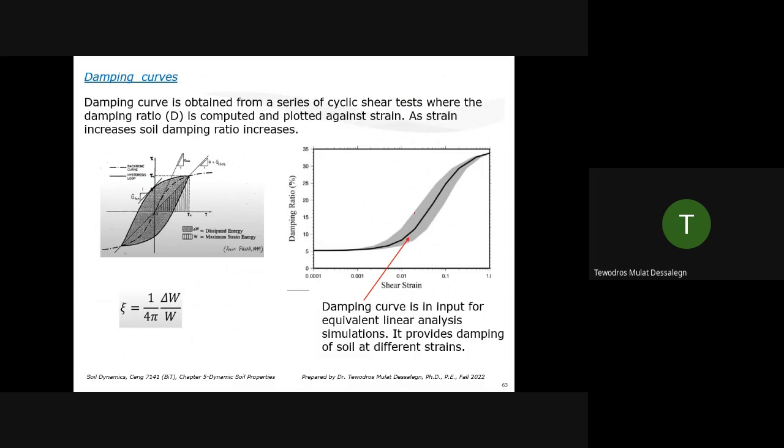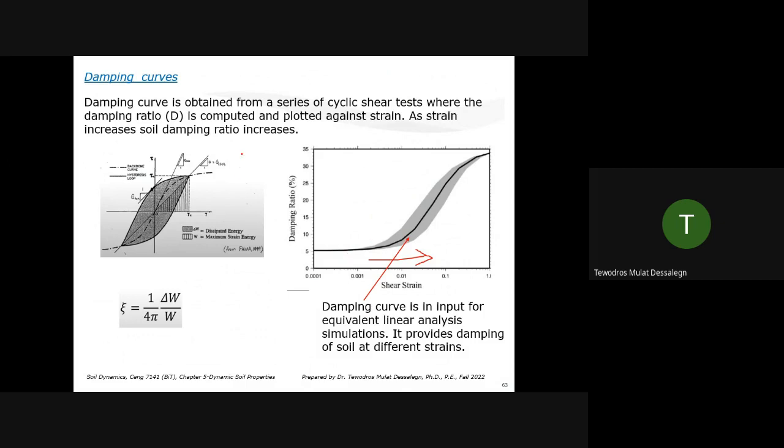Damping ratio increases as strain increases. Helen, if strain increases, what happens to damping? Increases or decreases? Increases. It's the reverse of Gmax: the weaker the soil, the larger the damping it has. You can get this from a lab test. This is the final product of a lab test.